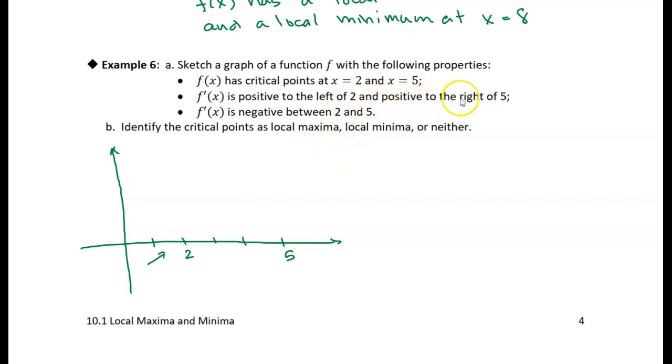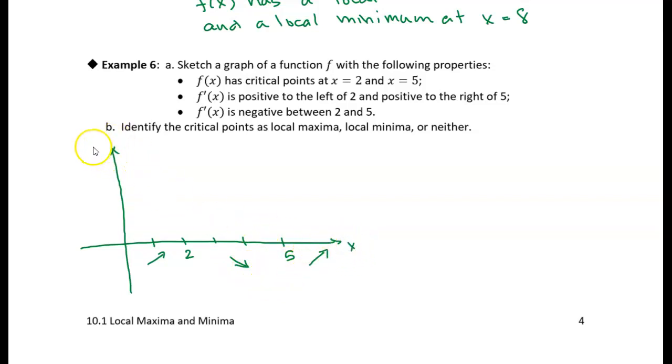And it's positive to the right of 5. So over here I also have the first derivative is positive, so it's an increasing function. I'll draw a little arrow to indicate what I know from that second property. Now we're also given that the first derivative is negative between 2 and 5. So the function itself is decreasing.